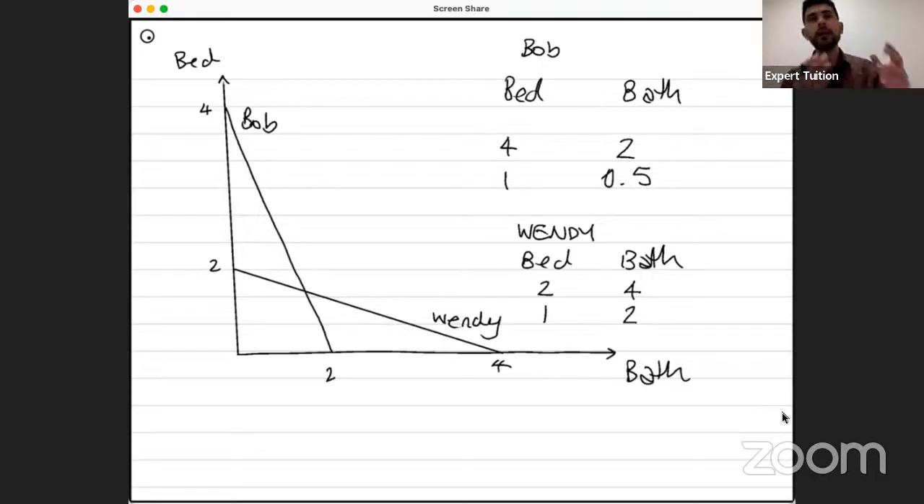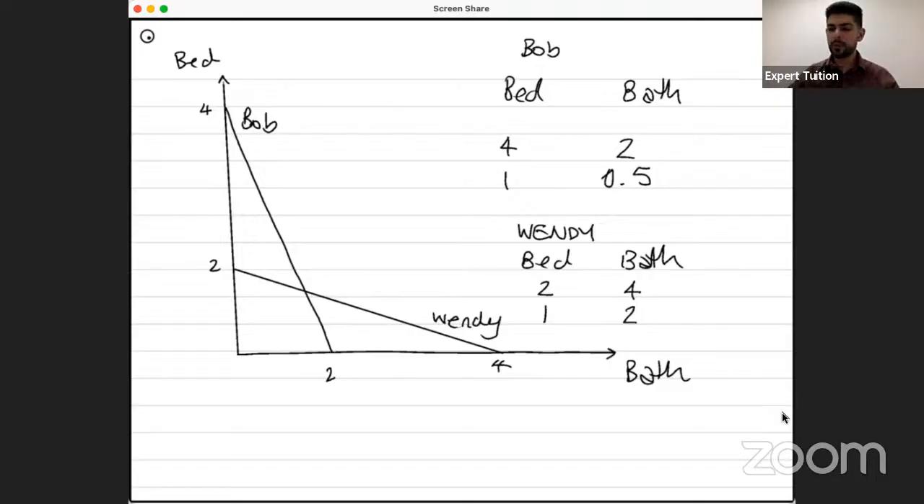Clear? The concept of comparative advantage is simply the idea that whoever has a lower opportunity cost in the production of a good or service ought to specialize in that good. Clearly, Bob has an opportunity cost that is lower than Wendy's when it comes to bedrooms. He has, therefore, a comparative advantage. But can I show you guys why that's a very powerful theory? The reason it's powerful is because, obviously, it makes sense that Bob would specialize in bedrooms and Wendy would specialize in bathrooms.